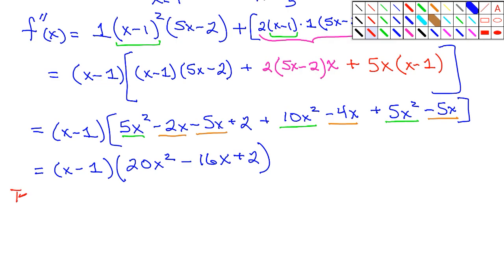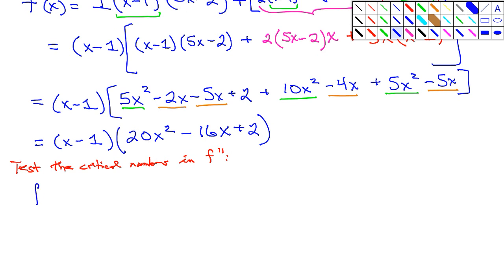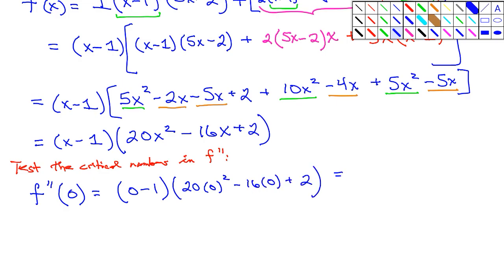So now we test the critical numbers in the second derivative. So let's see what that looks like. So we're going to do f double prime of, one of our numbers was 0. So this is going to be 0 minus 1 times 20 times 0 squared minus 16 times 0 plus 2. So that's negative 1 times 2, which is a negative. Since it's negative, that means that the function is concave down at that point, and this 0 must be a maximum. So that means we have a relative max at x equals 0.